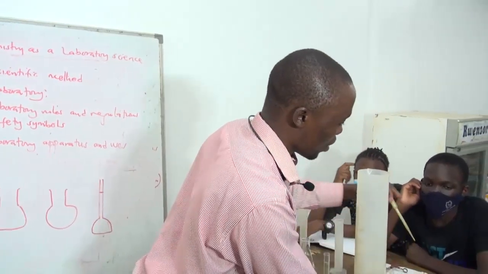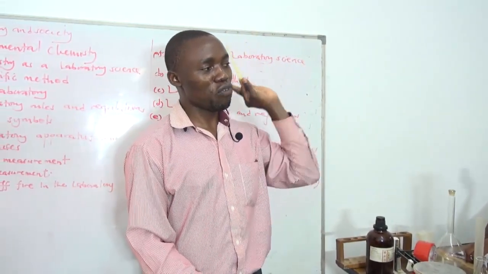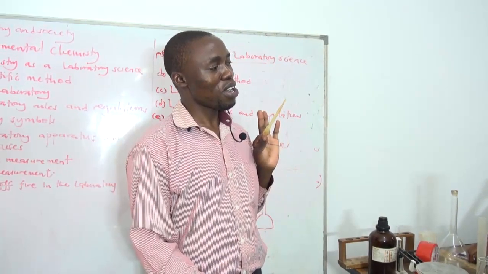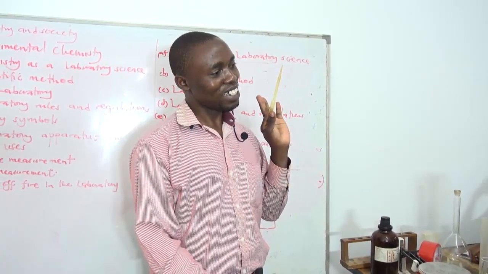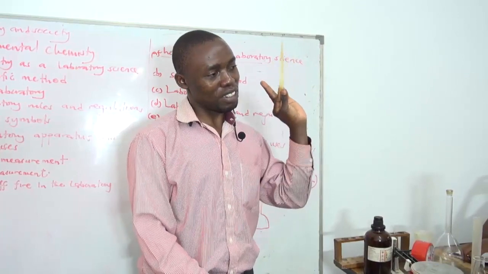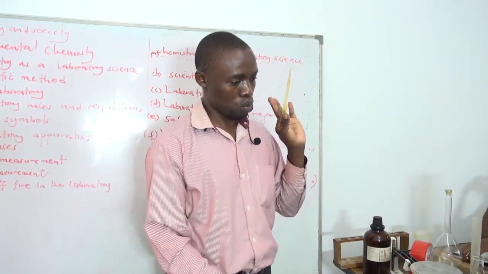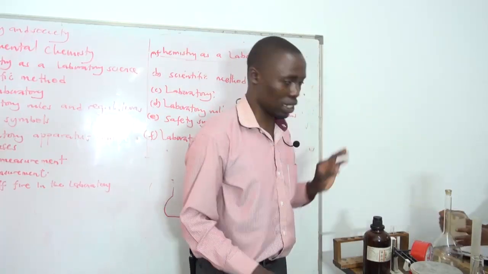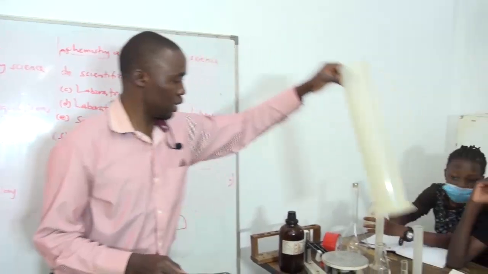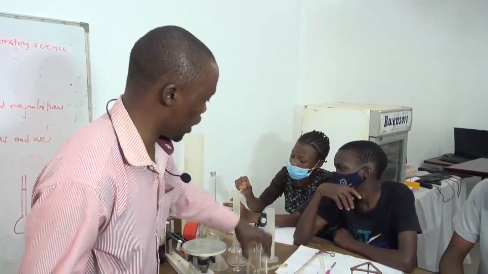Now we have this. What is this? A dropper, used for transferring small amounts of liquids or solutes. How do you use it? Let me see somebody using it. Use it and they see it. You transfer 2 drops here.